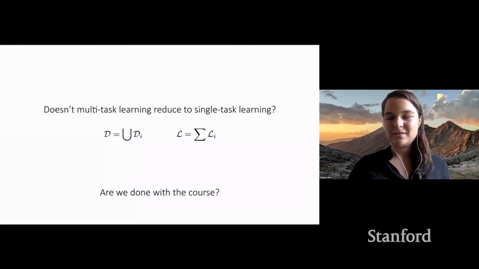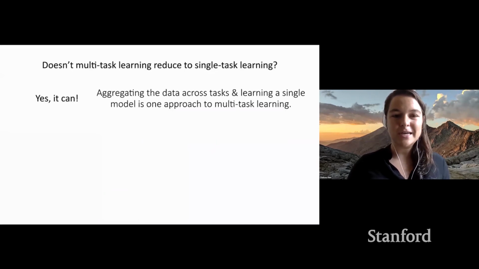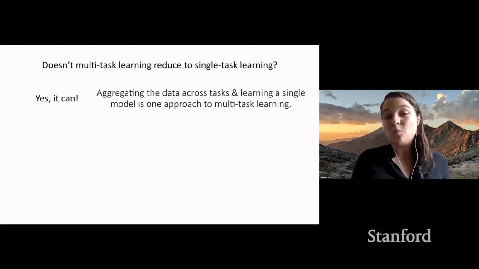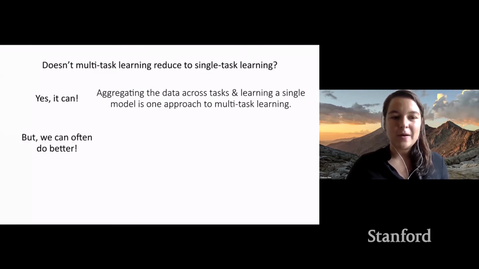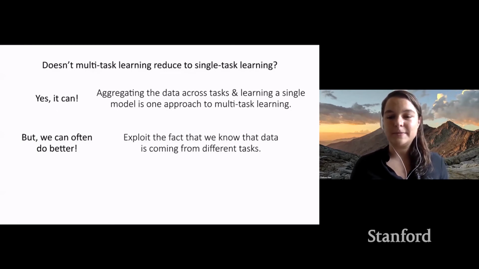In many ways, this is right. Yes, you can kind of reduce it to single task learning, and aggregating the data across tasks and learning a single model is one successful approach to multitask learning. But we can often also do better. We can often exploit the fact that we know that this data is coming from different tasks and use that to develop better algorithms.